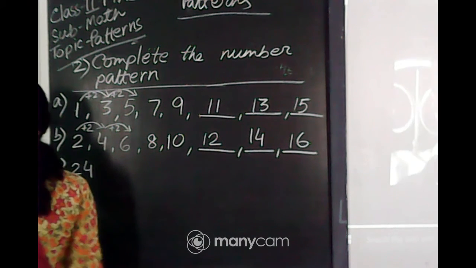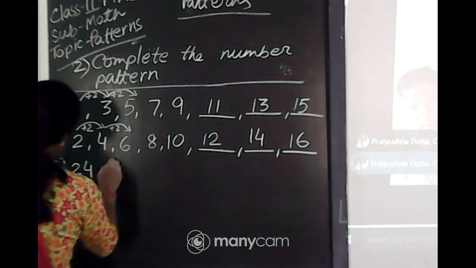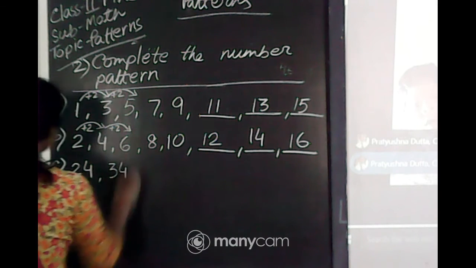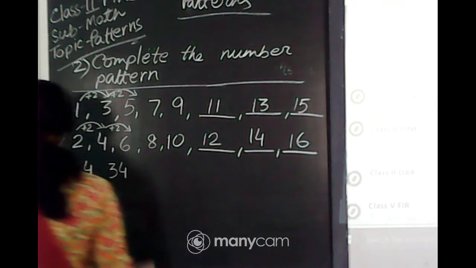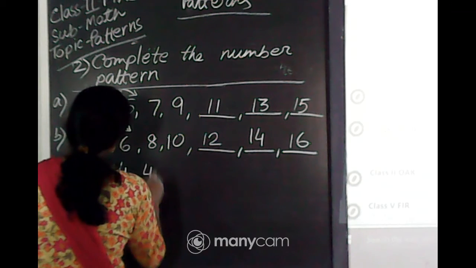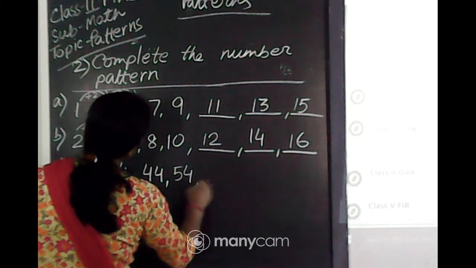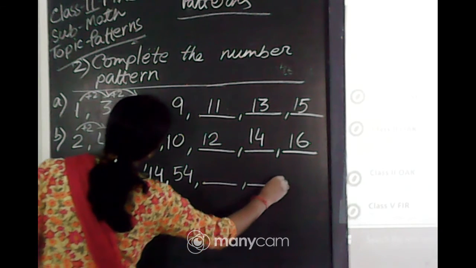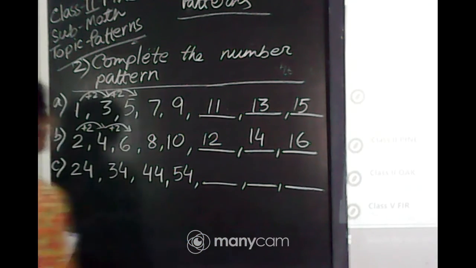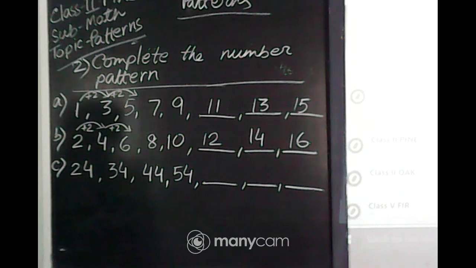24, 34, 44, then 54. What will be the next three? Okay. Next three.